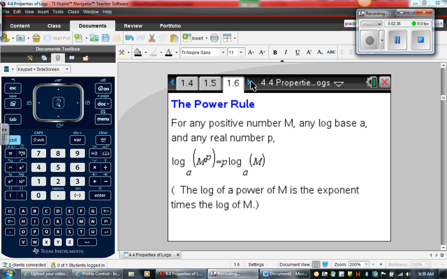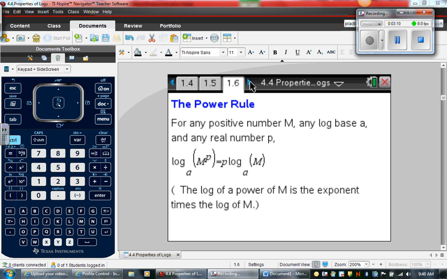Okay, so let's take a look at another rule. Our next rule is called the power rule. The power rule states that for any positive number m and any log base a and any real number p, if I have log base a of m raised to the p power, that's going to equal p times the log base a of m. Okay, so essentially we're going to be taking that exponent of p and then putting it out front and multiplying it by the log of m. Okay, so it just pops right out front.